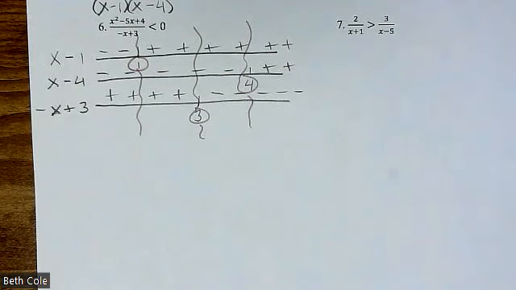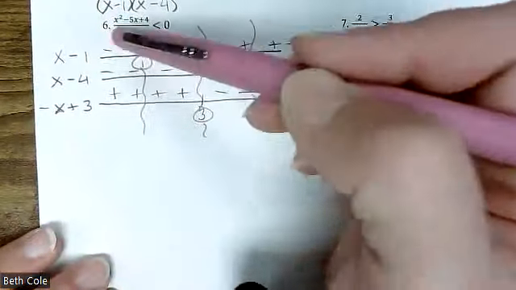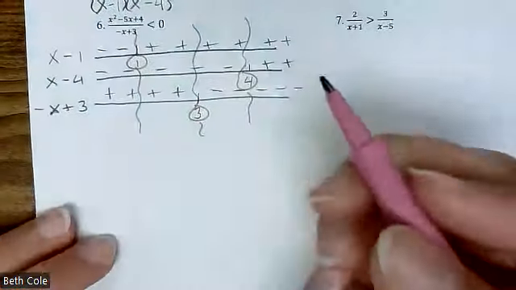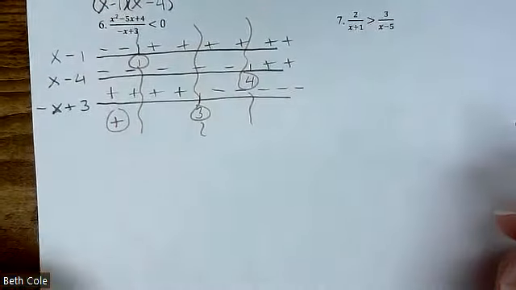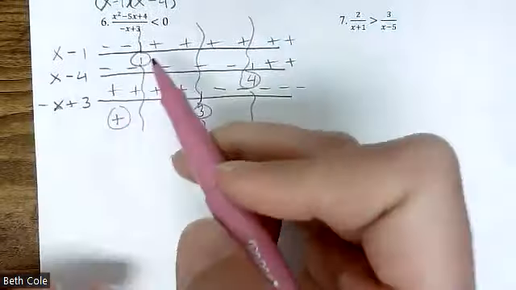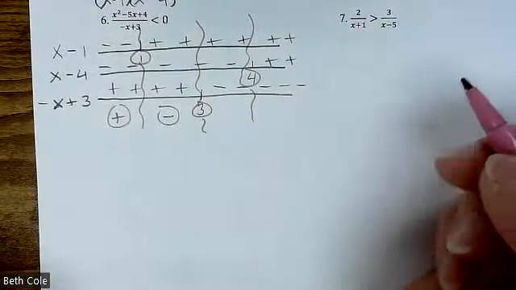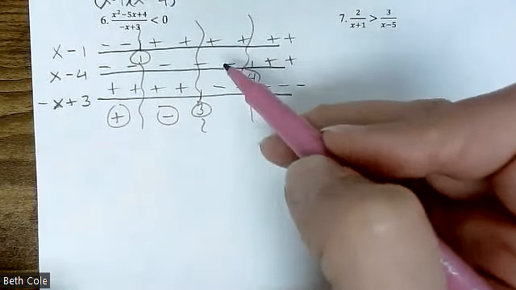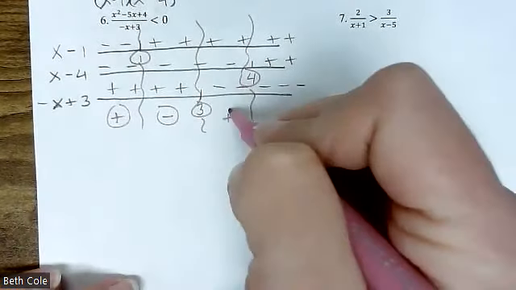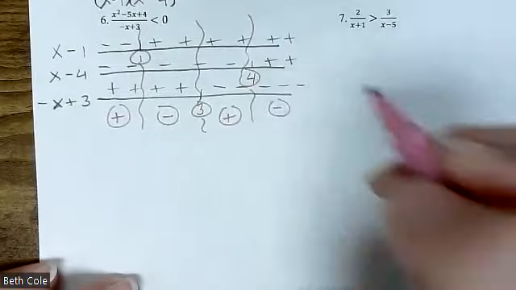And then you're going to figure out the overall sign. So what's your overall sign for the first section? Negative, negative, positive. Positive. Negatives cancel. The second section, the negative. The third section, positive, negative, negative, positive, and then negative.